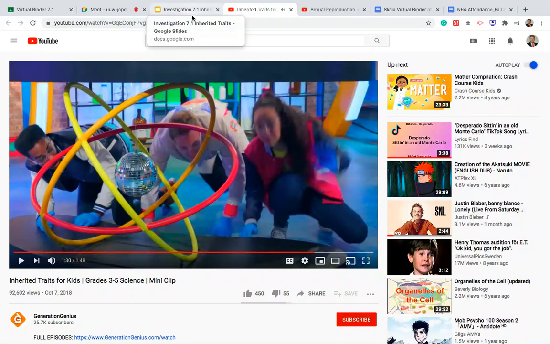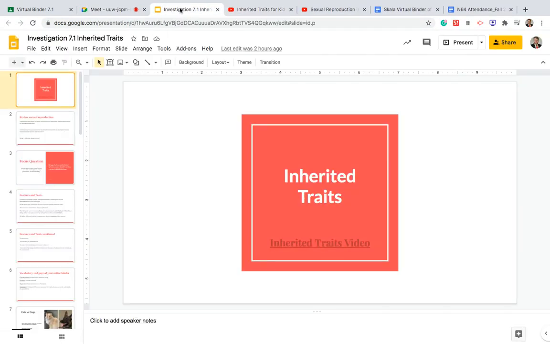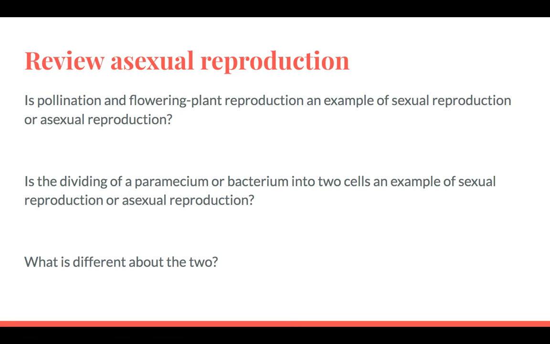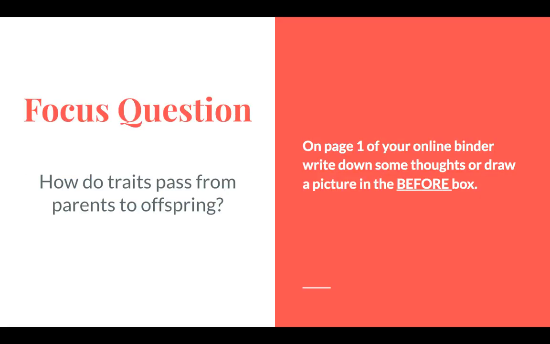So, in the case of the dogs, the traits were like the fur color, nose, tail length, etc. So, for reviewing sexual and asexual reproduction, we just watched a video that explained that plants reproduce from sexual reproduction, meaning they have a sperm and an egg that have to be fused to create offspring. Is the dividing of a paramecium or bacterium into two cells an example of sexual reproduction or asexual reproduction? Well, that is an example of asexual reproduction because there does not need to be a sperm or an egg present for it to reproduce. Basically, they just get large enough until they split in half. And the difference is sexual reproduction requires a sperm and an egg, whereas asexual does not.